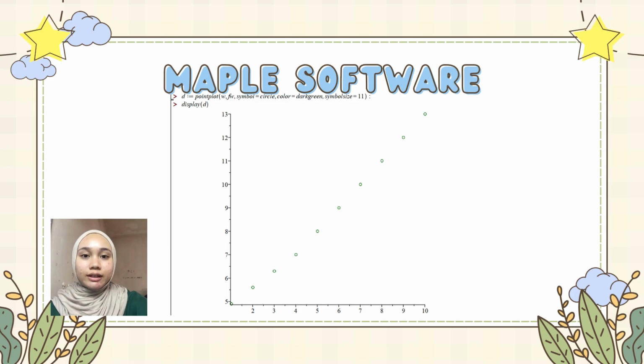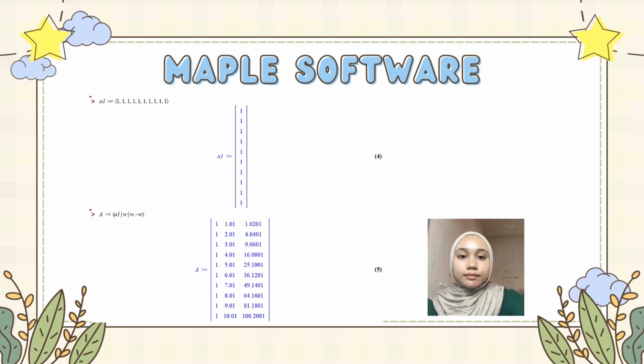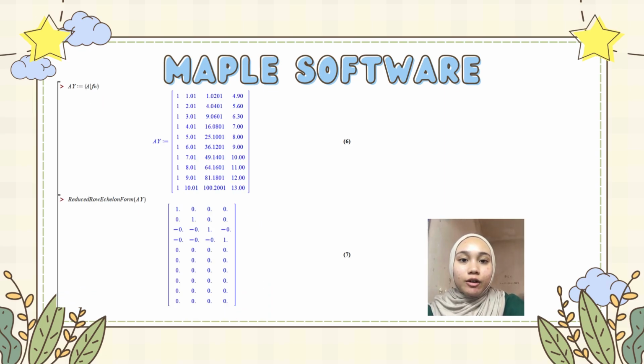The software generated a graph with the data that we define, W on the x-axis and FW on the y-axis, with circle symbols in dark green. The software generated matrix A1 and, in order to construct a quadratic model, the software generated matrix A. The software formed an augmented matrix by combining matrix A and data of FW. Then it applied reduced row echelon form to find the least square solution.